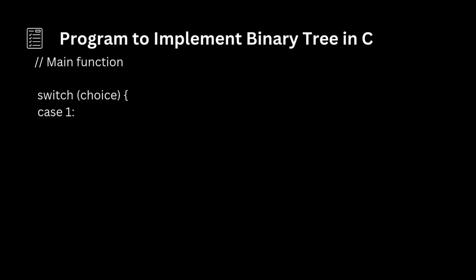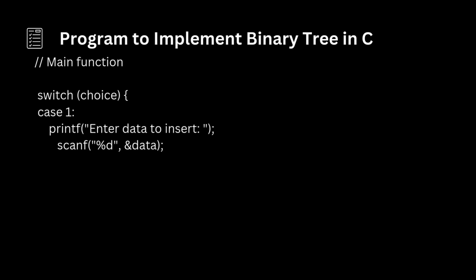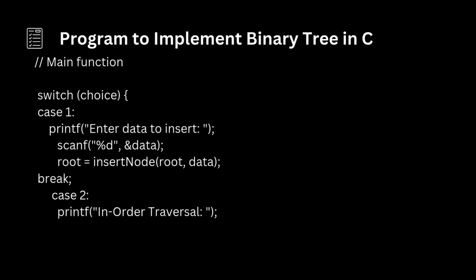Case 1 inserts a node into the tree. This line prompts the user to enter the data. This line reads the data to be inserted. This inserts the data into the binary tree. Case 2 performs the in-order traversal of the tree, where this displays the traversal result. And this line calls the function to print the nodes in in-order.